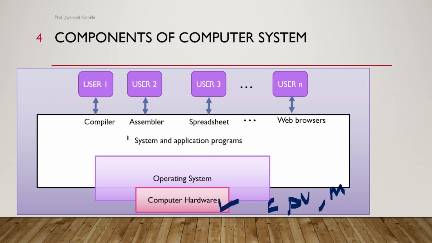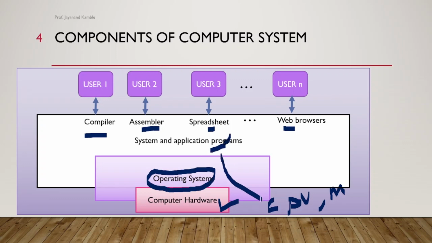Now talking about the application programs such as word processors, web browsers, spreadsheets, assemblers, compiler, they define in which ways these resources are to be used to solve the user's computing problems. And then we have the most important part of the computer system, that is operating system, which controls and coordinates the use of hardware among the various application programs for various user usage. Every computer system must have at least one operating system to run other programs.